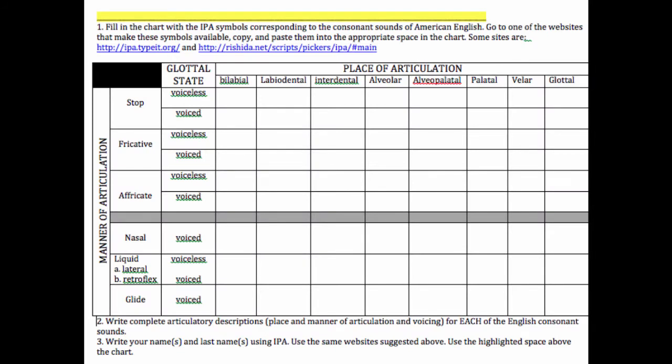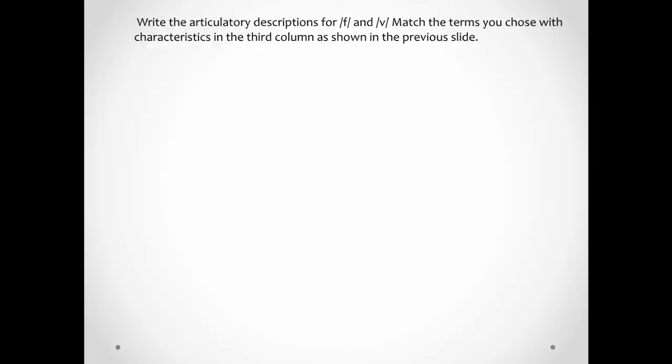Then, when you have done that, write your first name and last name using IPA. Use the same website suggested above for specific sounds. Use the highlighted space above the chart to write your name in IPA. As you could see, this only deals with consonant sounds. All of your names are going to have vocalic sounds.